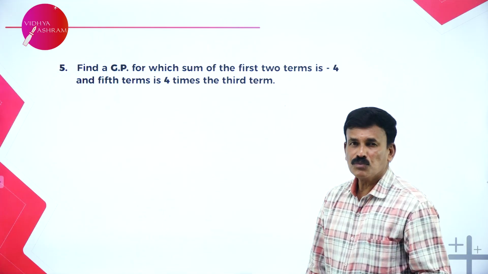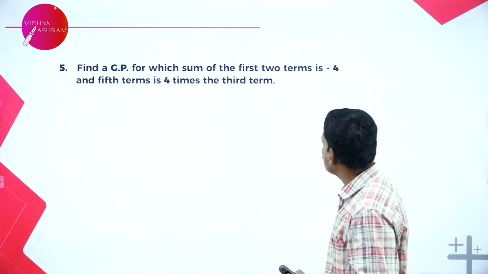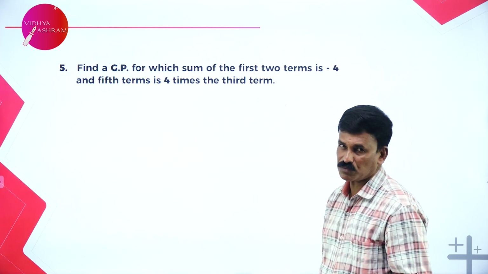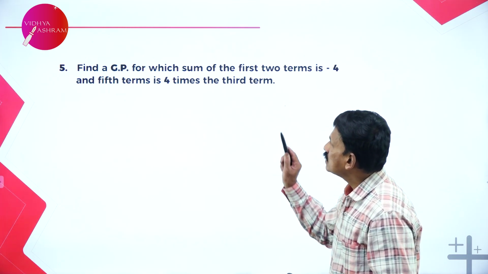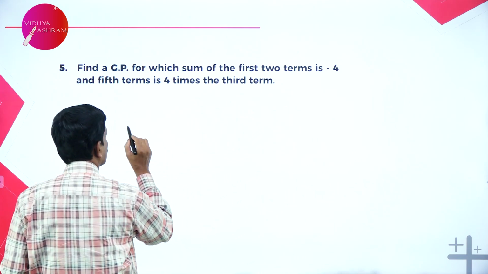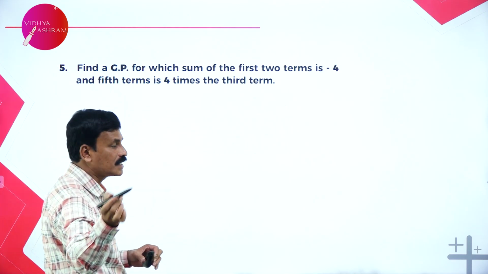Right. Now move on to the next problem. Find a GP for which the sum of the first 2 terms is minus 4 and the 5th term is 4 times the 3rd term. So what is the given condition? We have to find a geometrical progression for which the sum of the first 2 terms is minus 4 and the 5th term is 4 times the 3rd term.